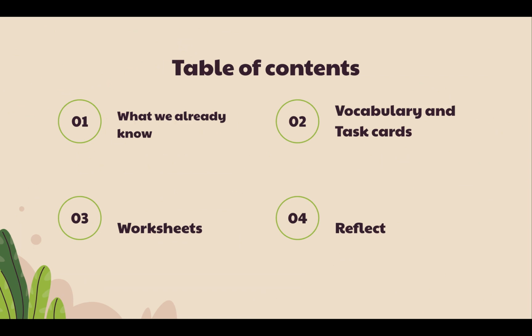Aside from task cards and vocabulary, we will be giving two worksheets. The first worksheet will be done alone, and the second worksheet will be more of an independent choice of an animal that the students are interested in diving deeper into its life cycle. And then we will end with a reflection as a class.